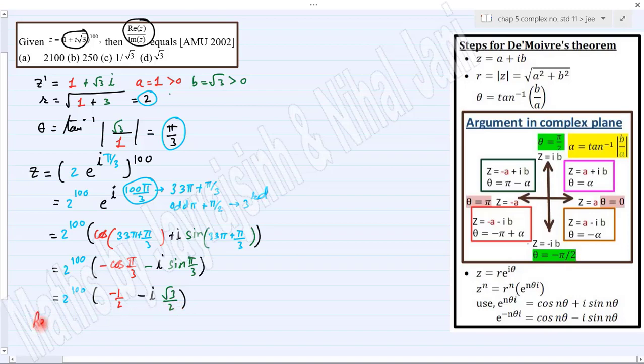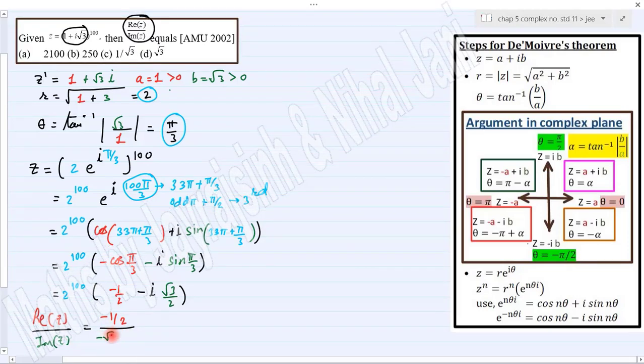So here the real part of z upon imaginary part of z will be minus 1 by 2 upon minus root 3 by 2, or we can say 1 by root 3 is your final answer, which is given in option C. Ta-da!